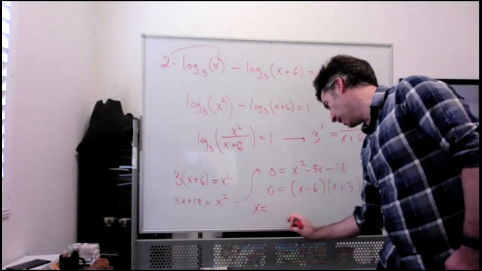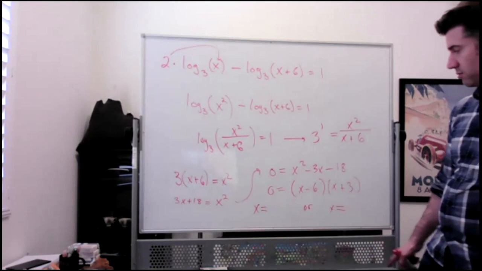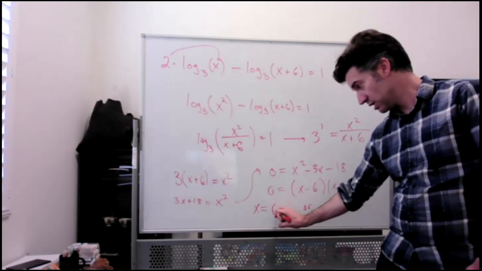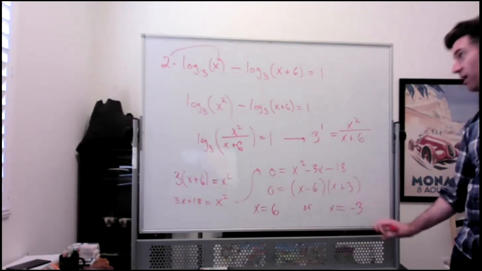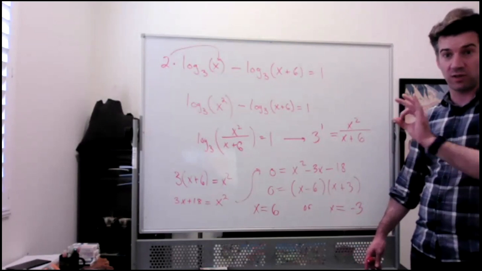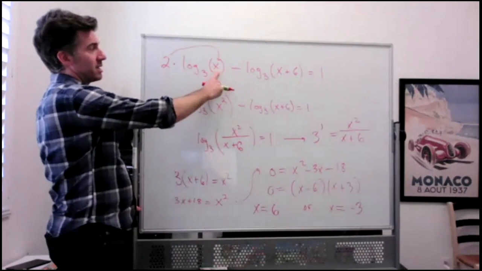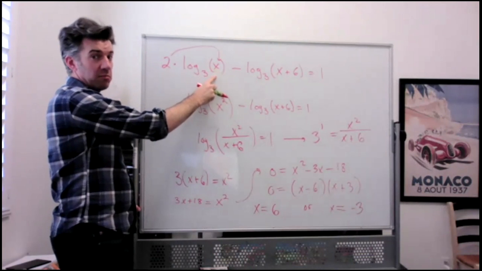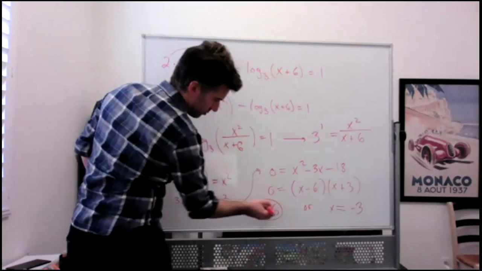x could equal what? Or x could equal what? What about from this factor? How about from over here? Negative 3. Okay, now we're going to look at these, and we're always going to go back to the very original first equation we started with. So let's look at x equals 6. I plug in 6 here. Is the inside positive? Yeah. How about I plug in 6 here? Yeah. So 6 is good to go.